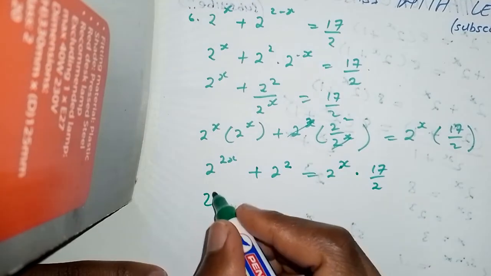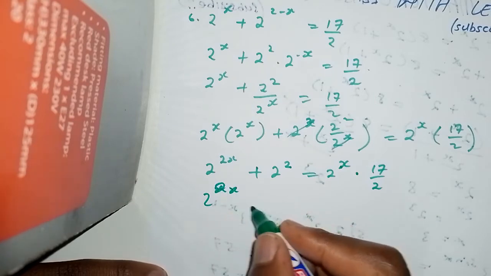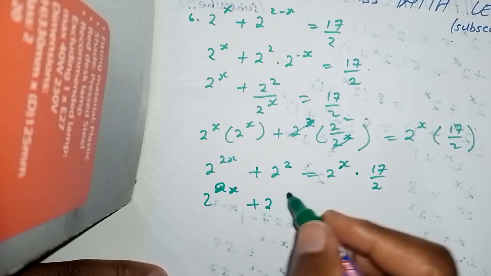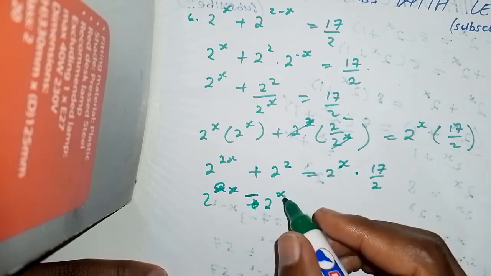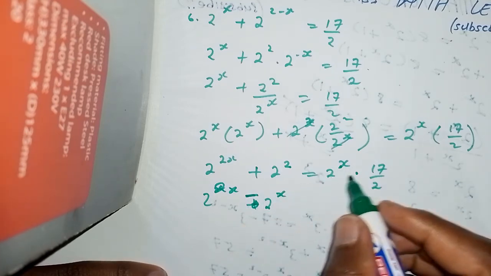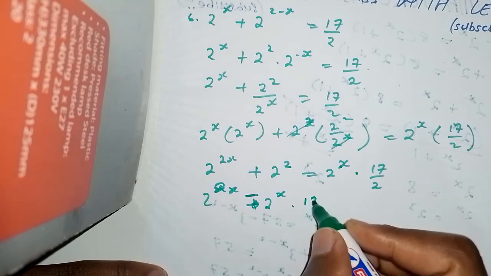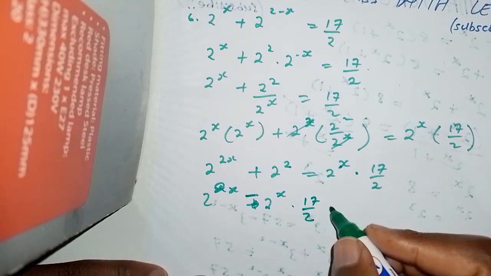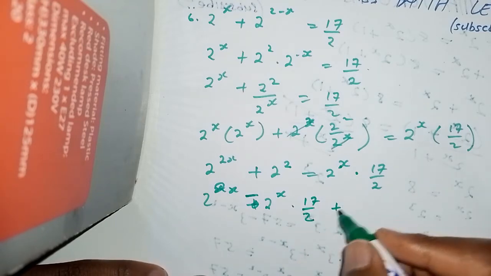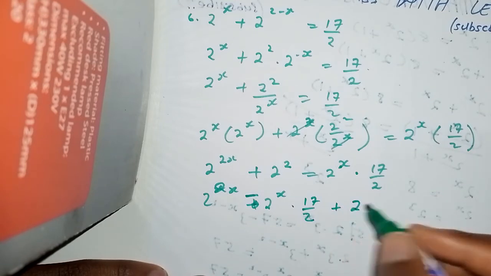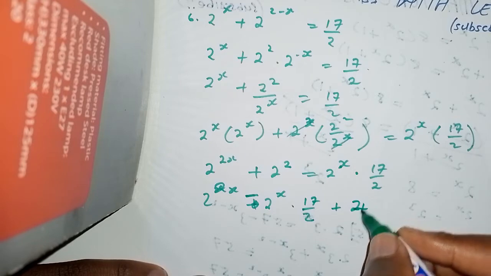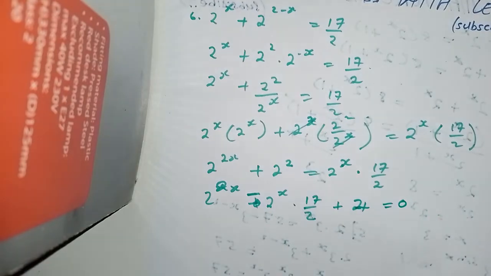I'm going to have 2 to the power 2x plus 2 to the power x. Okay, it's not plus, it's minus, because if I take this to the other side, it's going to change the sign. Minus 2^x multiplied by 17 over 2 plus 4, plus 2 to the power 2, which is 4. 2 to the power 2, let's just say 4, this is equal to 0.